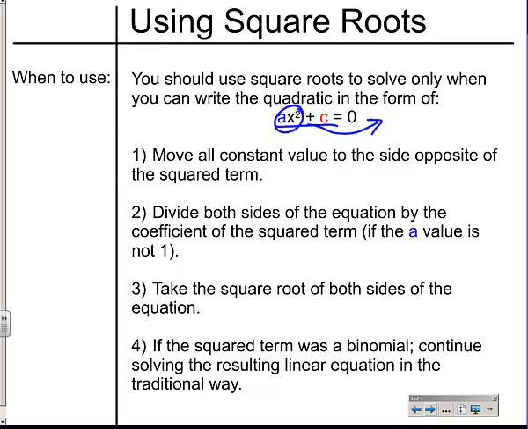Then we're going to divide both sides of the equation by the coefficient. Now, if the coefficient's not a 1, we're talking about the a here. If it's not a 1, you divide both sides by whatever that number is. And then finally, you'll have the squared term isolated. And in some cases, if the squared term itself happens to be a binomial, or something a little bit larger than a binomial, you'll just end up continuing to solve the resulting equation as if it were a regular linear equation.